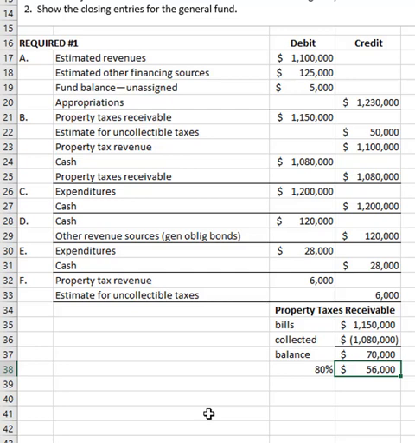All right, so what's a temporary account? Well, the accounts receivable is not a temporary account, that's an asset. Estimate for uncollectibles, that's a contra asset. Revenue, that's going to get closed out. Cash is an asset, not going to get closed out. Property taxes receivable, not going to get closed out. Expenditures, yes, going to get closed out. Cash, no. Cash, no. Other revenue sources, yes. More revenue, going to get closed out. Expenditures, yes, going to get closed out. Cash, no, not going to get closed out. Property tax revenue, yes. Estimate for uncollectibles, a contra receivable, not going to get closed out.